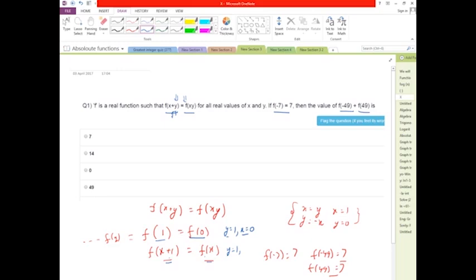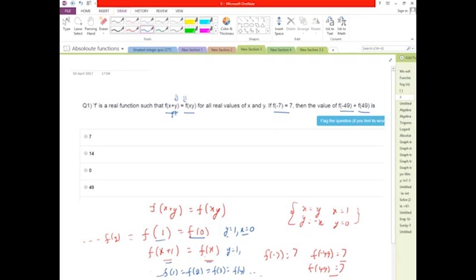So f(x) is equal to f(x+1), which means for any value of x, f(x) and f(x+1) will be the same. So f(1) will be equal to f(2), because x is equal to 1 and f(x) is equal to x plus 1. f(2) will be equal to f(3). f(3) will be equal to f(4). So this indicates that the value will be the same for all values of the function.